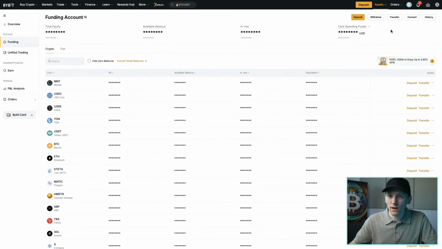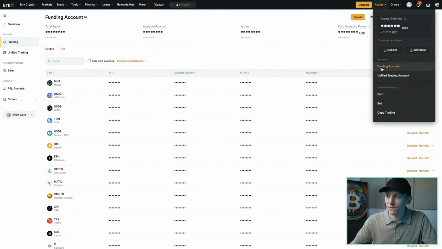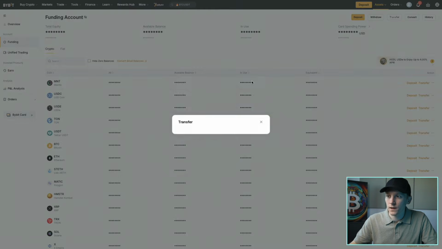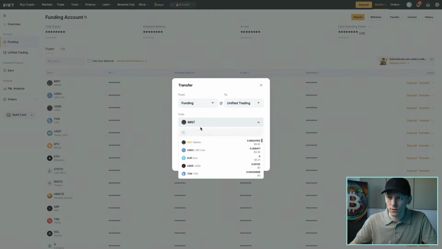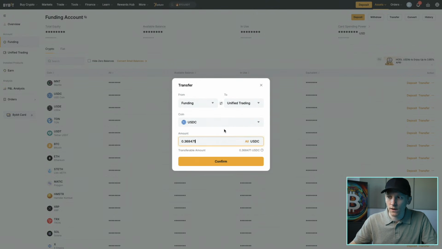But I'm in my funding account here, so I've gone to Assets, Funding Account, go to Transfer here, and just transfer in some stable coins, USDC, USDT, just transfer that over to unified trading. Once that's done, you have a balance there to go ahead and trade with on Bybit Alpha.